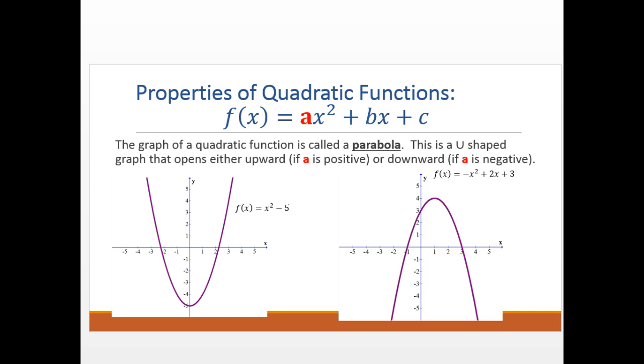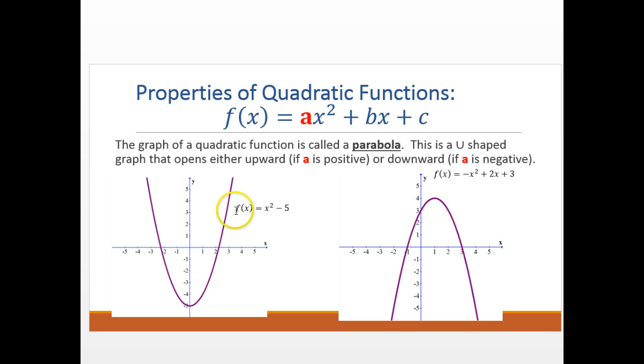Well, let's talk about the properties of a quadratic function. We have f of x equals ax squared plus bx plus c. Let's talk about this a. The graph of a quadratic function forms a parabola. This is a U-shaped graph, and it opens either upward if a is positive or downward if a is negative.